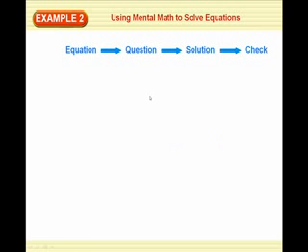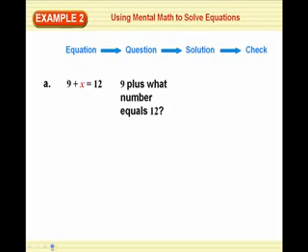Okay, example number 2. Solving this equation, and I said we're using mental math, but one of the ways to solve an equation is to ask the question in your mind. So you start with the equation 9 plus x equals 12. So the question you're thinking to yourself is 9 plus what is 12? The solution, well, 3. If you add 3 to 9, you get 12. And you check your work, 9 plus 3 is 12.